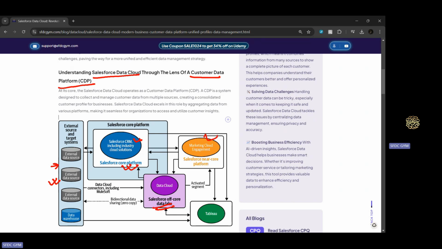The other connection is Marketing Cloud. In Marketing Cloud, if you are aware, there are different campaigns running. There are multiple Google ads running, and there are Twitter accounts making tweets related to marketing.